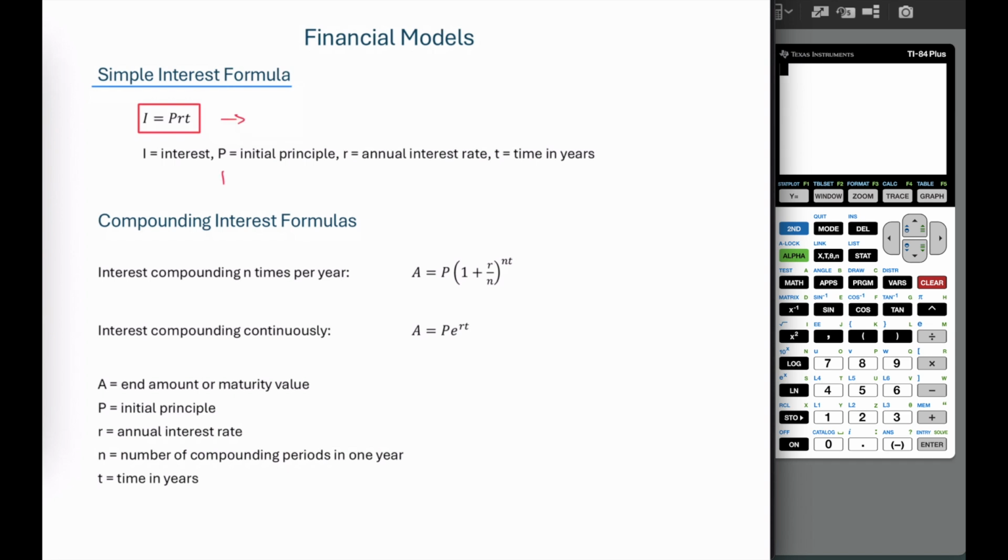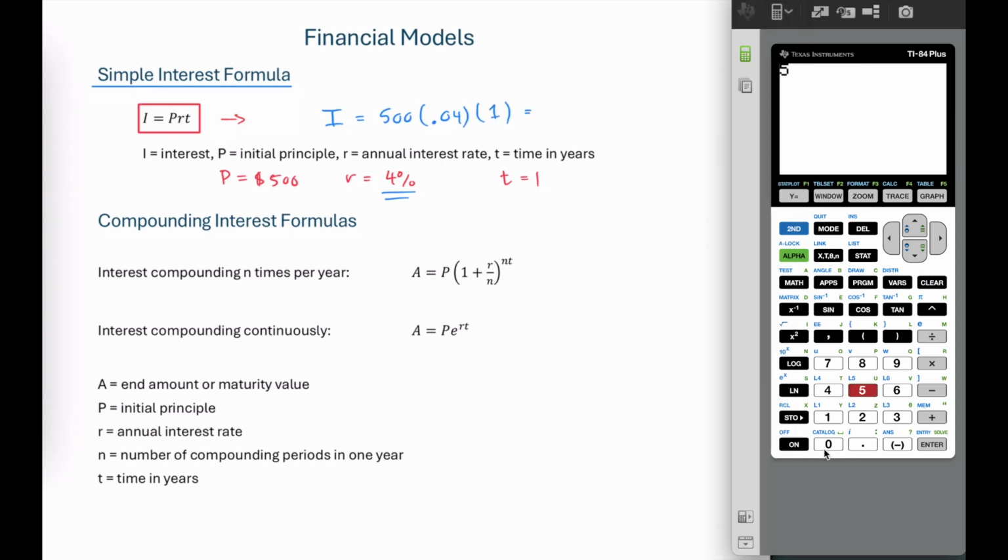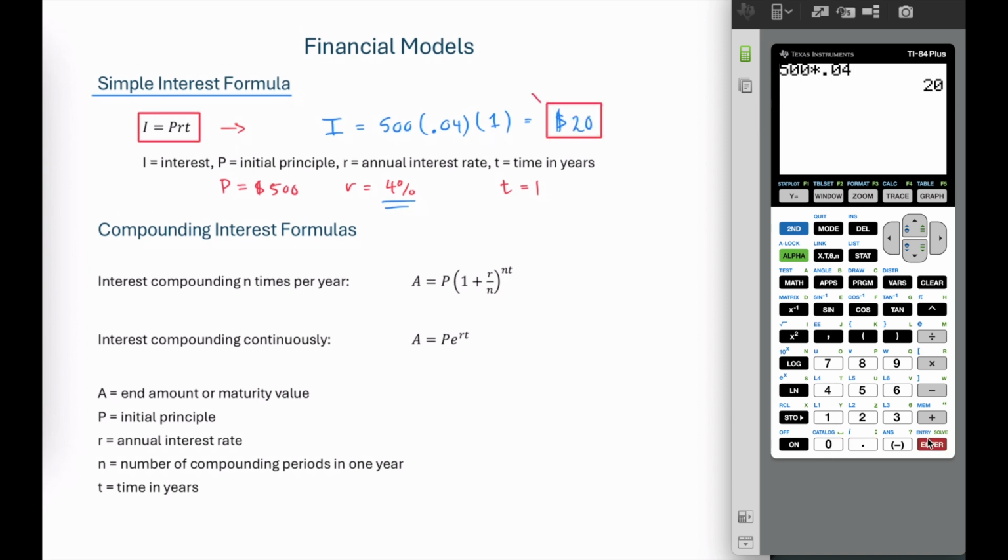If one were to borrow $500 at a rate of 4% for 1 year's time, if the interest were calculated using the simple interest formula, we would simply take that 500, multiply it by the rate, which converted to a decimal would be 0.04, and then multiply that by the number of years. So 500 times 0.04 times 1 would just be $20 of interest that accumulates.